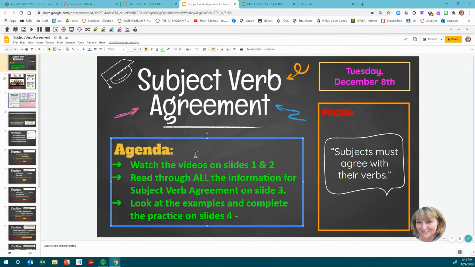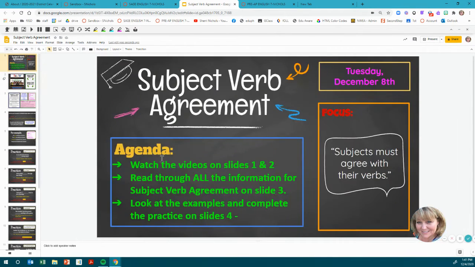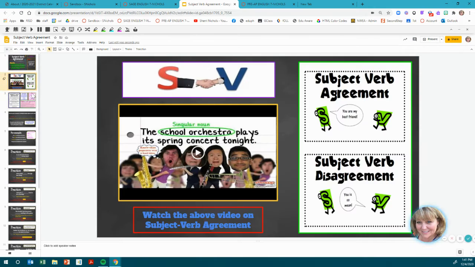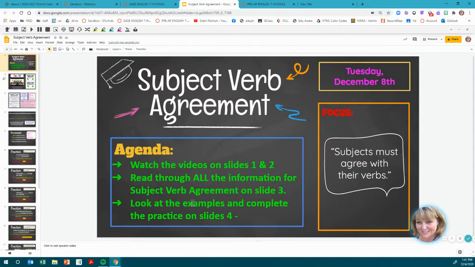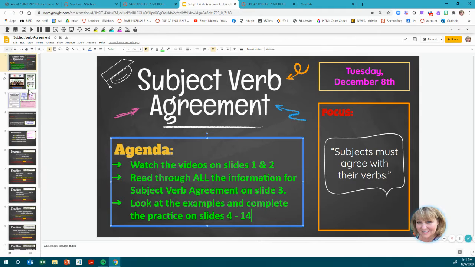What we're going to do today is watch the videos: one is the instructional video on slide 1, and then there is a video on slide 2 on subject-verb agreement. And then read through all of the information for subject-verb agreement on slide 3. Then you need to look at the examples and complete the practice on slides 4 through 14. And then you will submit it into Canvas for a complete daily grade.